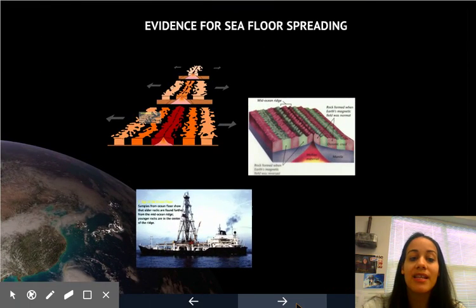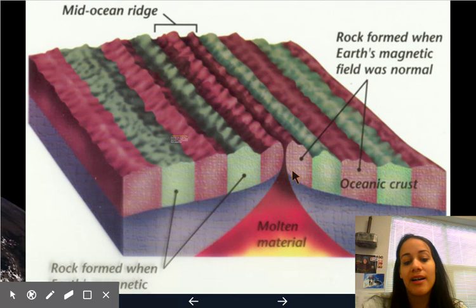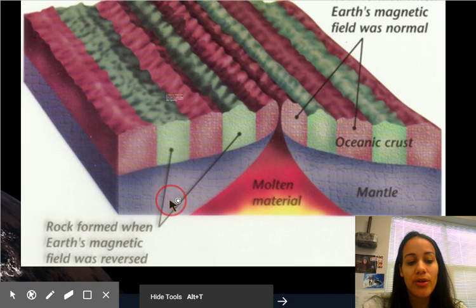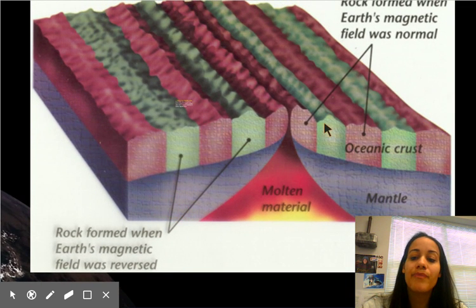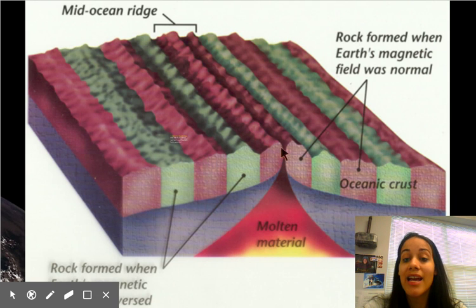So then we have the different pieces of evidence for seafloor spreading. We can look at the new rocks. If we look at the composition of the ocean floor, we're going to speak about this in class tomorrow, we have evidence of magnetic reversal. Whenever the magnetic field reverses, it's actually recorded into the rocks. So we can see that there are layers in different times where the magnetic reversals were recorded.